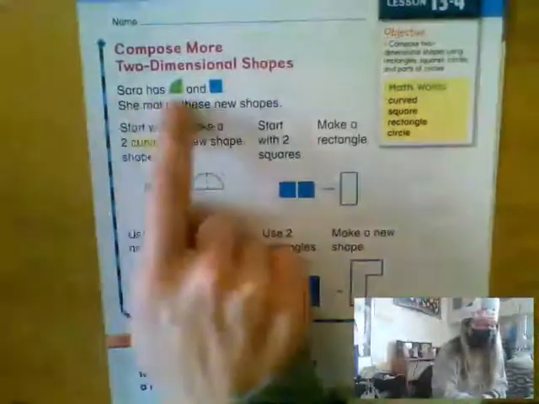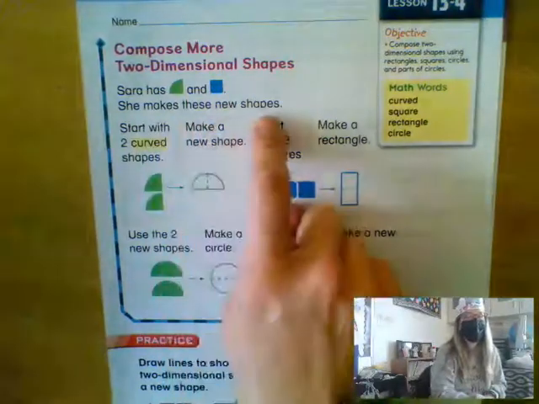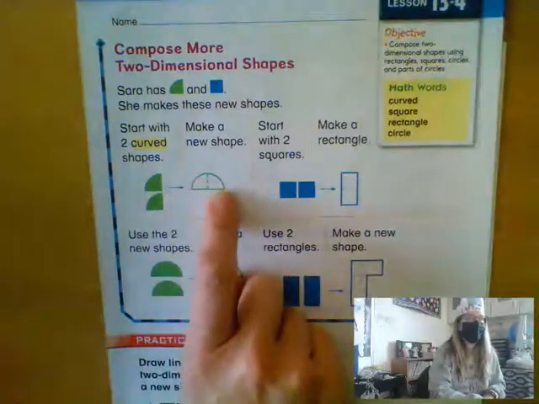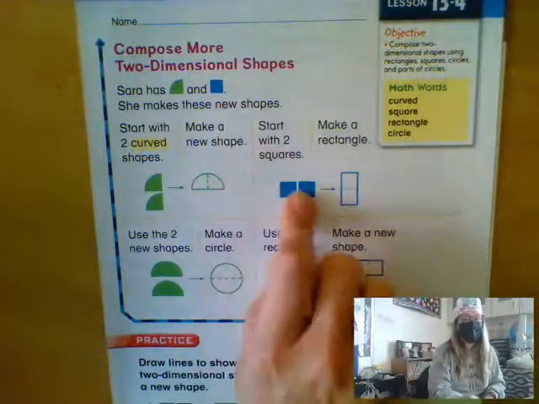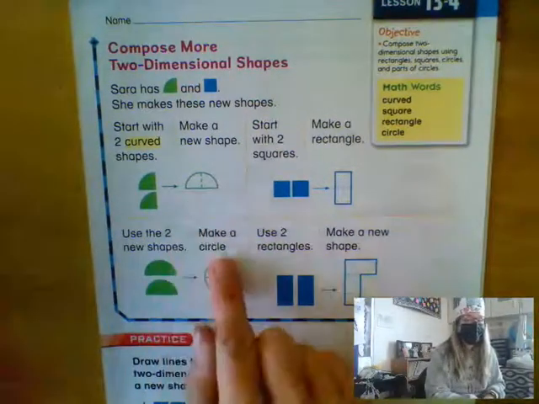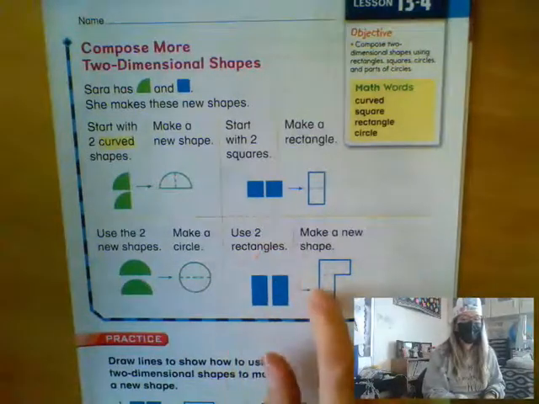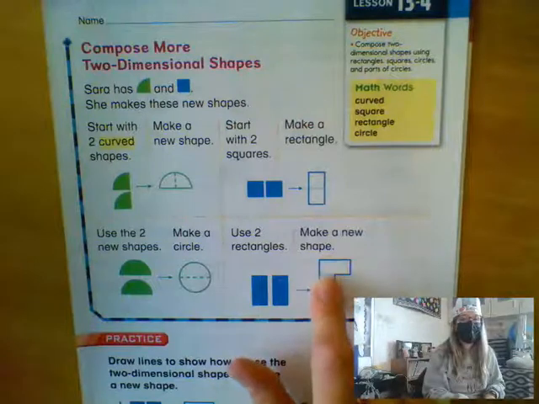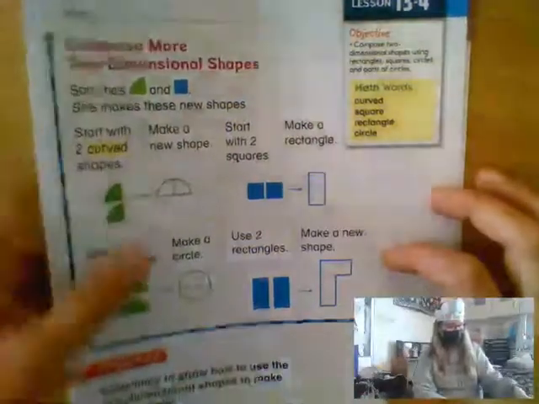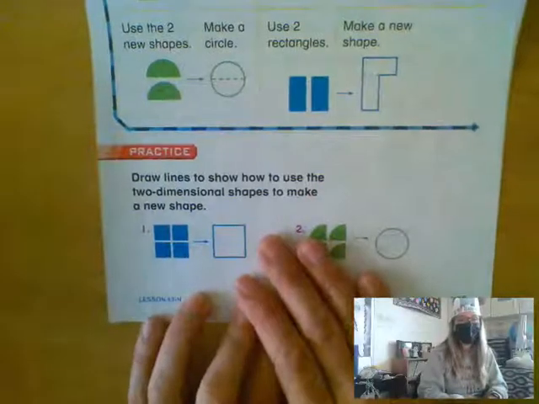So it says Sarah has some green semicircles and some blue squares. She makes these new shapes. So she started with two curved shapes and she made a new half circle. She started with two squares and she made a rectangle. Then you can use two half circles to make a circle. And she used two rectangles to make this shape that kind of almost looks like an upside down L, doesn't it?